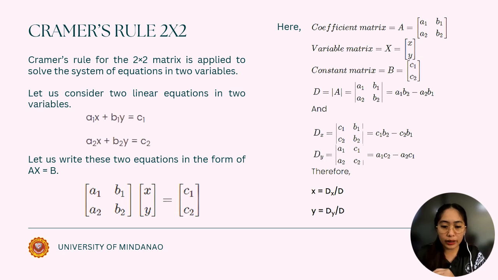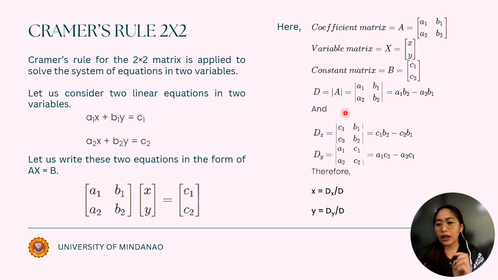wherein A is the coefficient matrix here, wherein a sub 1 and a sub 2, as well as b sub 1 and b sub 2, are the parts. X is the variable matrix, x and y, and B is the constant matrix, c sub 1, c sub 2, or the third part of each equation.